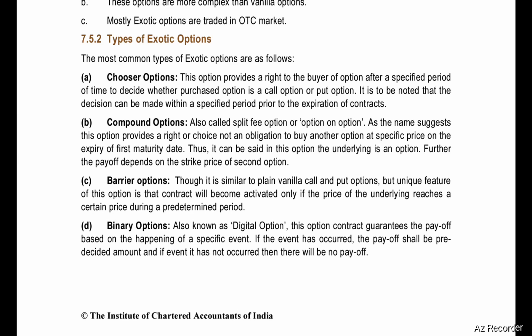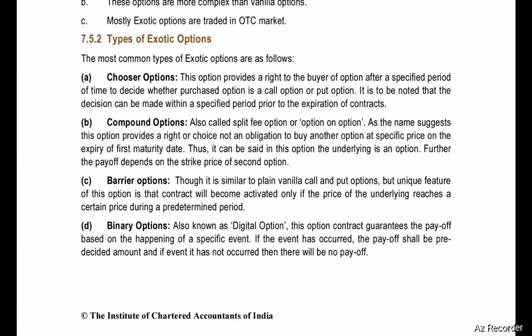Further, the payoff depends on the strike price of a second option. Third option is barrier options. Though it is similar to plain vanilla call and put options, the unique feature of this option is that contract will become activated only if the price of the underlying reaches a certain price during a predetermined period.